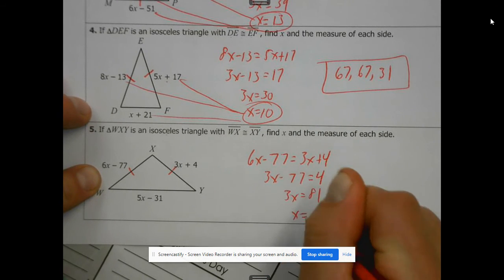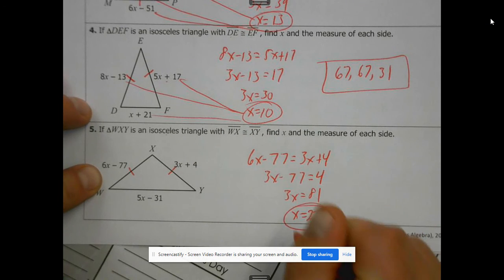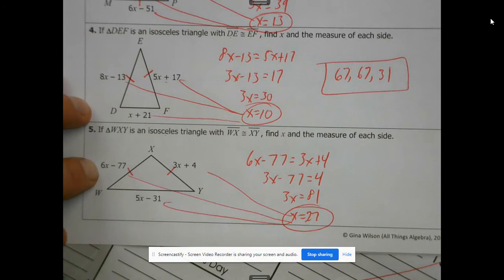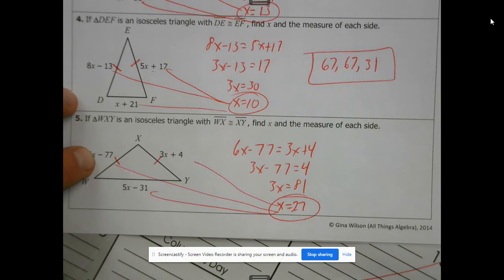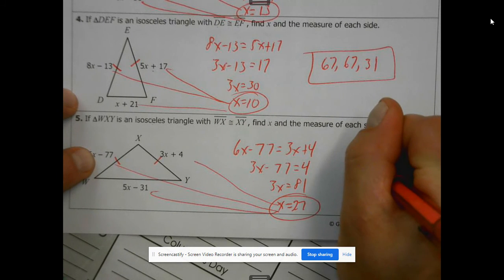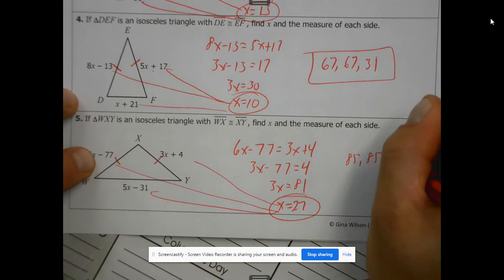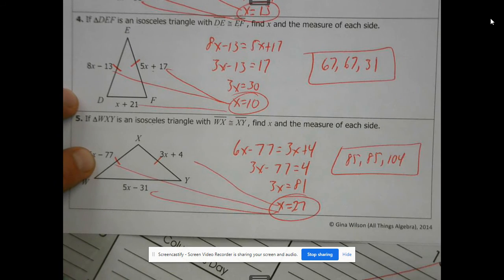And 3 goes in there 27 times. Plug it back into all 3 sides. Your sides come out to be 85, 85, and 104. Next page.